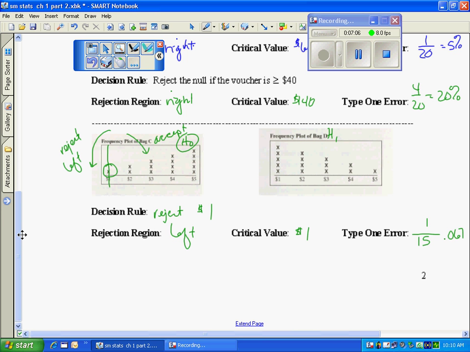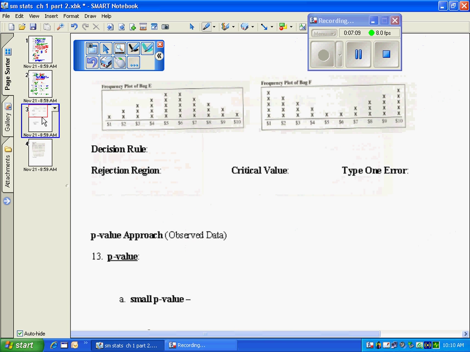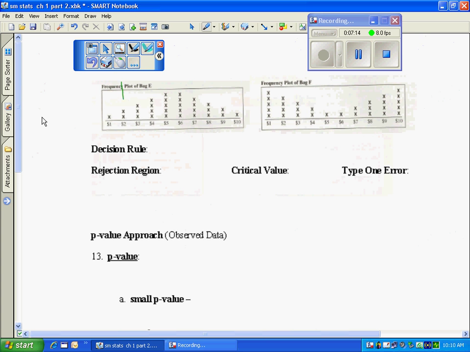Let's try another example here. My decision rule here is, I'm going to look at $2. I don't have very many on that side, which is on my left, and I don't have very many on my right. Now, this is just arbitrary. I could have picked the $1 and the $10. I'm going to go with the 2 and the 9. So my decision rule is to reject if I am less than or equal to $2 or greater than or equal to $9.